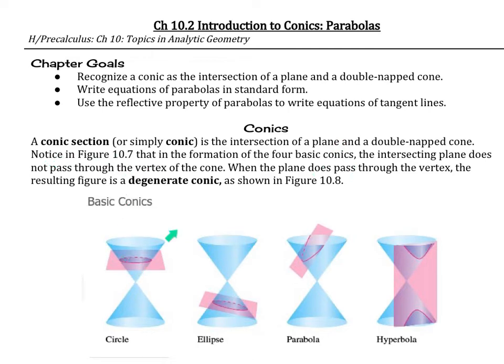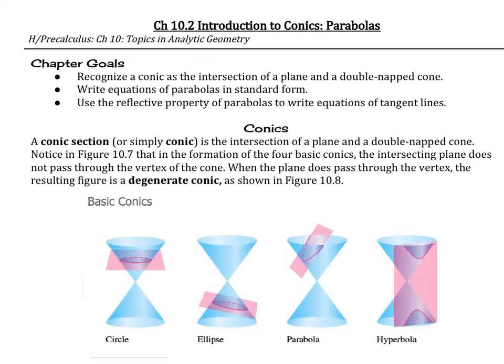Notice in figure 10.7 that in the formation of the four basic conics, the intersecting plane does not pass through the vertex of the cone. So look at these examples here. So the circle, it goes in this direction here, parallel to the base, and then here it's angled for an ellipse. For a parabola, notice that it's only that piece of it here, and then a hyperbola intersects both the top and the bottom.